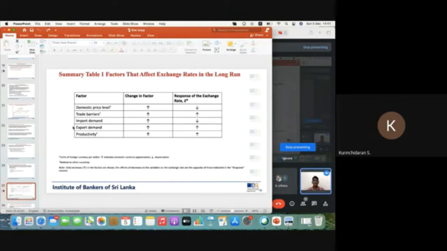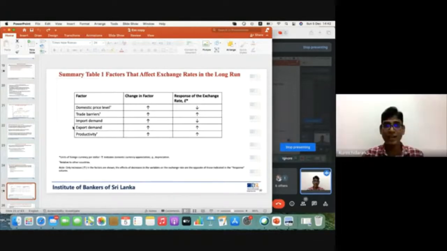Then the second, when you increase the trade barriers, what will happen? Your currency will appreciate. When you have more and more trade barriers, then you don't have imports, so you will have excess foreign currency comparatively, then your local currency will increase. The marks are very important, trade barriers related to other countries.